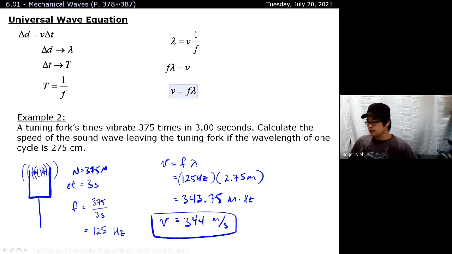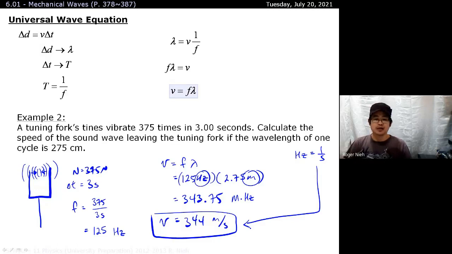What is the unit after 343.75? Again, I initially wrote it down as meters times hertz, because that's what I got, right? I got hertz and meters, so I wrote down meters times hertz. But again, no one writes it down as meters times hertz. We know that a hertz is equal to 1 over seconds, and that's how it turns into meters per second.